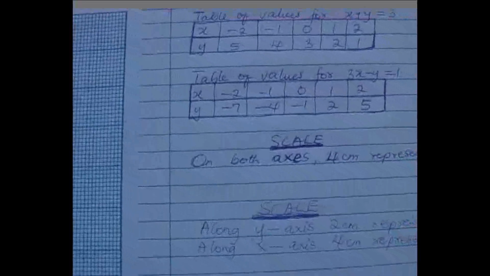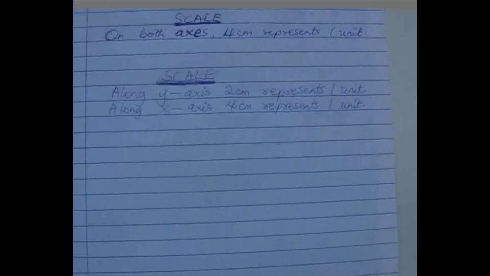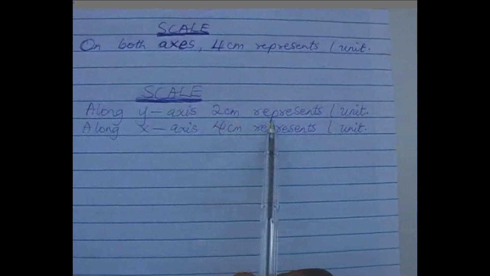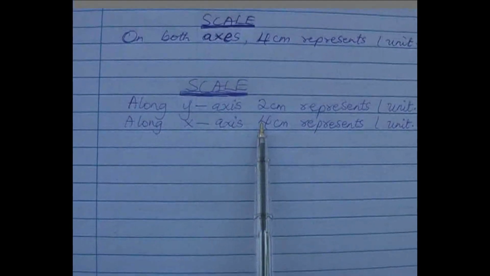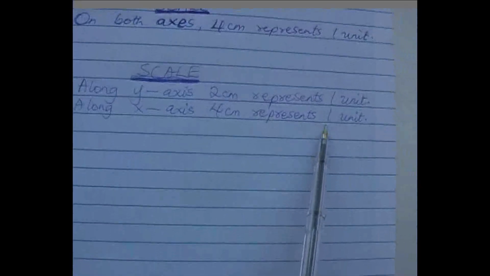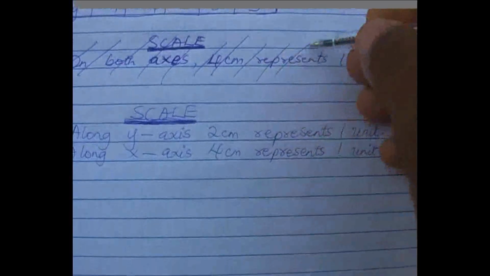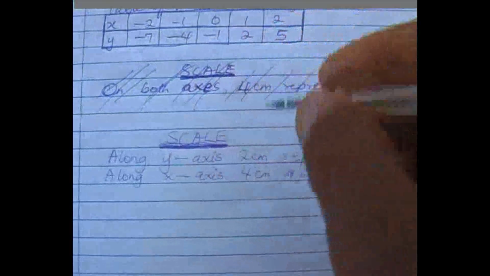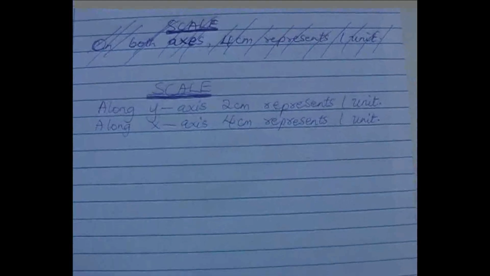So we are going to change the scale. You can see the second scale I have chosen now. Hope you can see it. Along the y-axis, 2 cm now will represent 1 unit. It is only along the x-axis that our former scale, 4 cm representing 1 unit, remains. I know why I did it like that, so that you will understand that scale choosing has principles that guide it. So we are no more using this first scale. It is this second scale that we are using, that says along the y-axis 2 cm represents 1 unit.